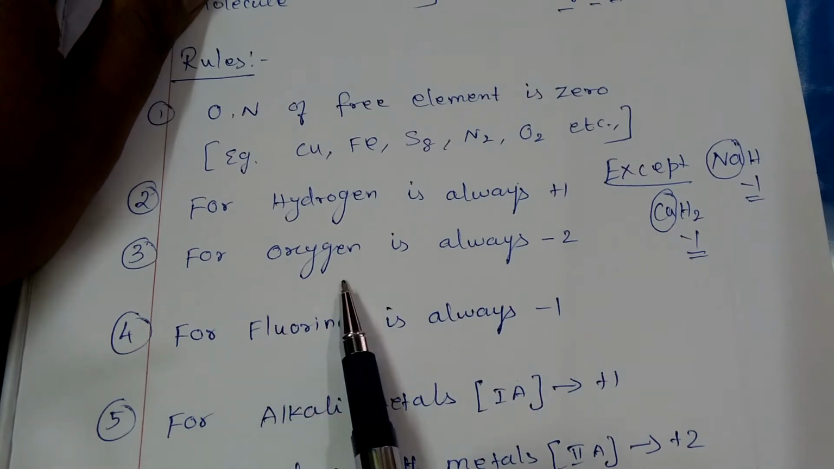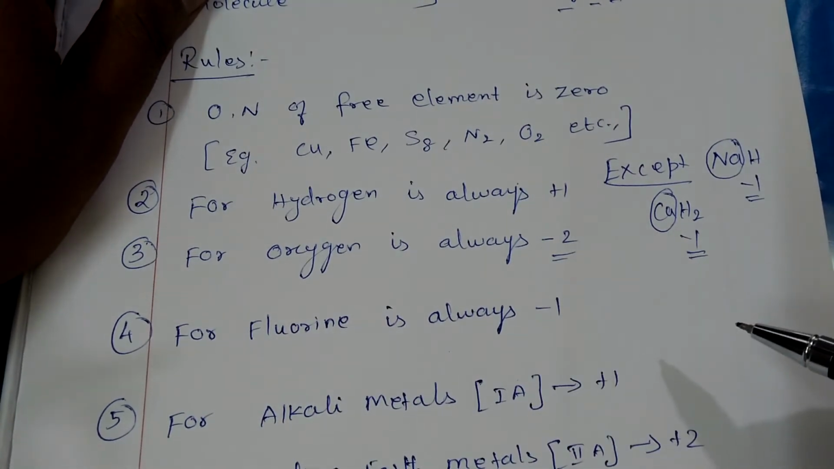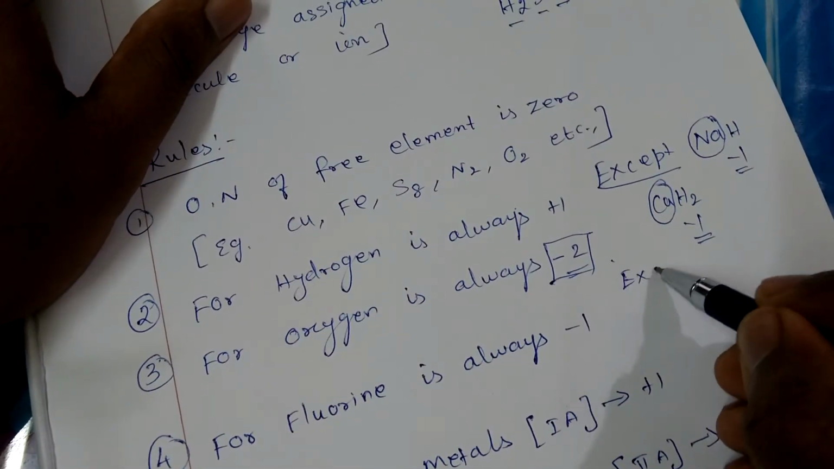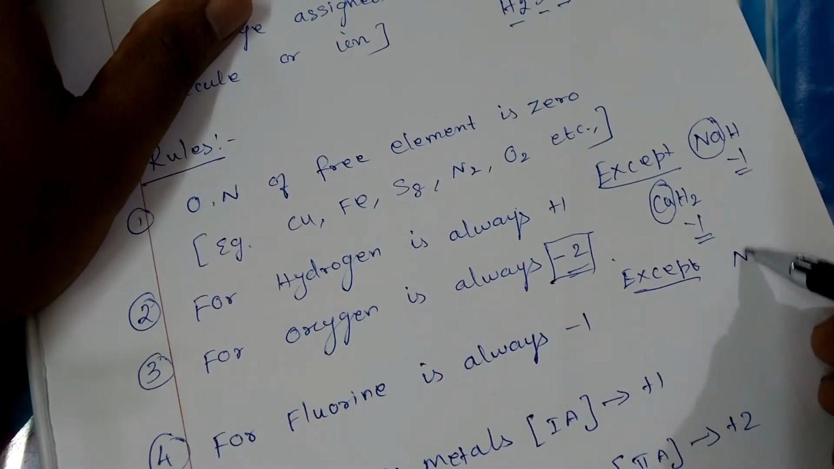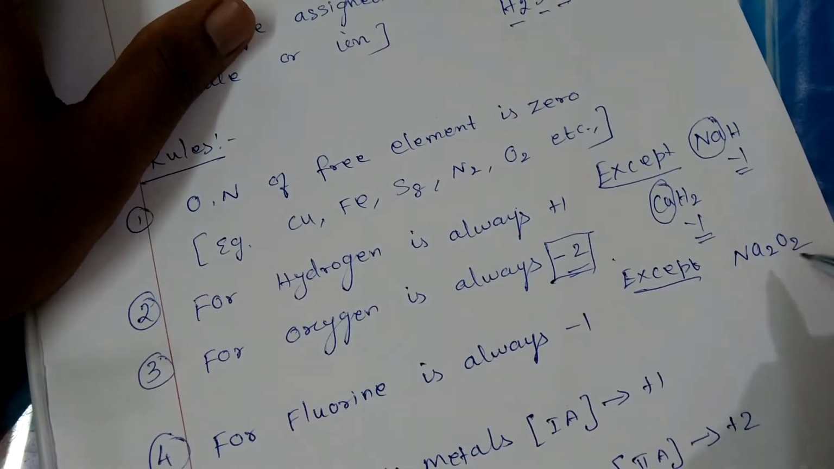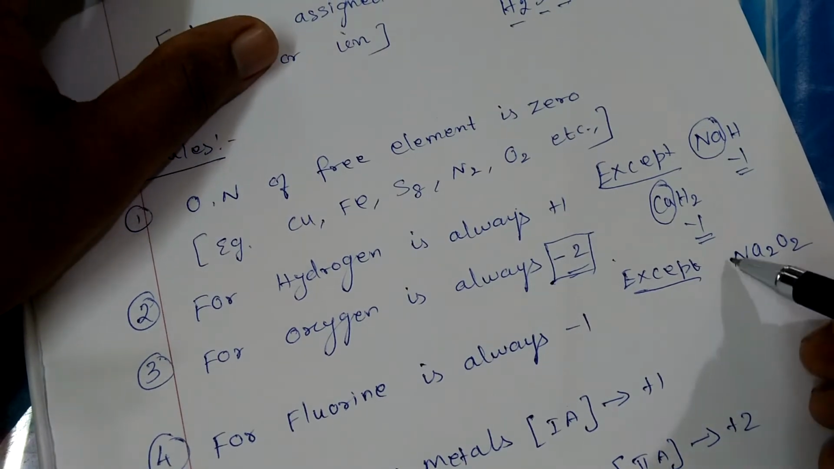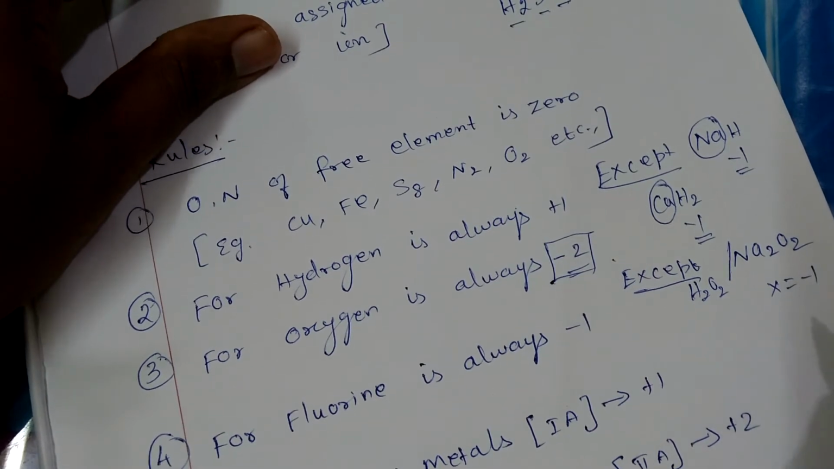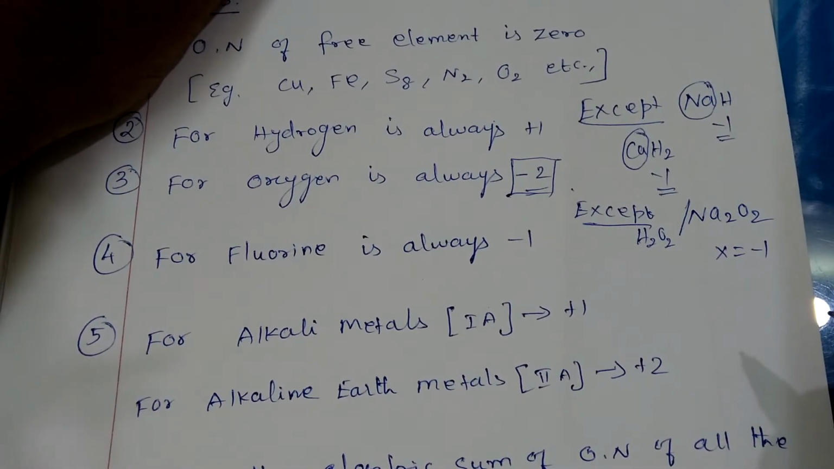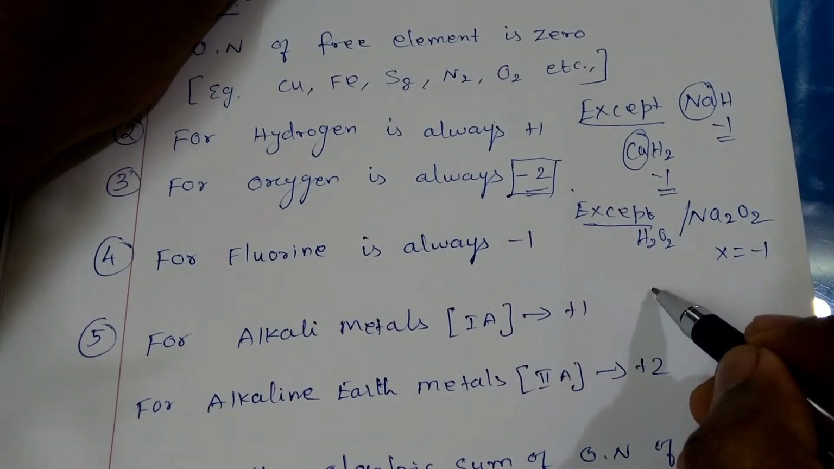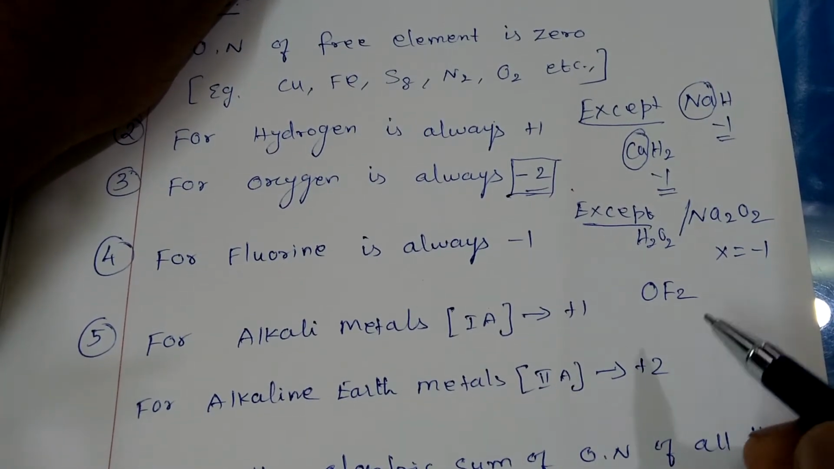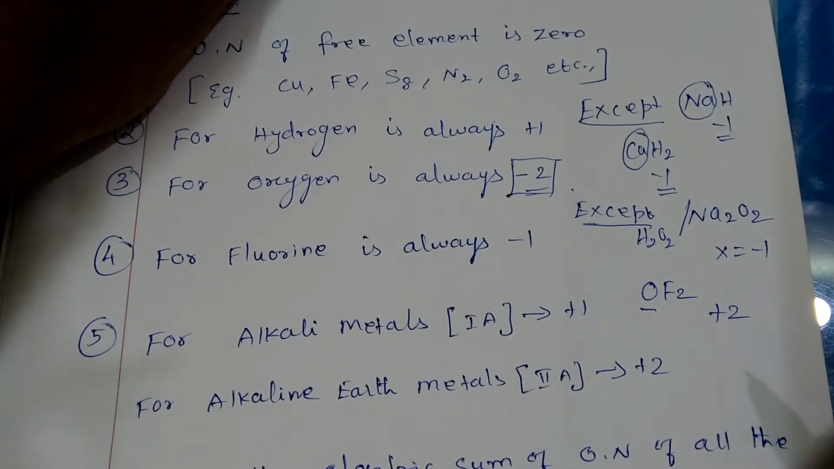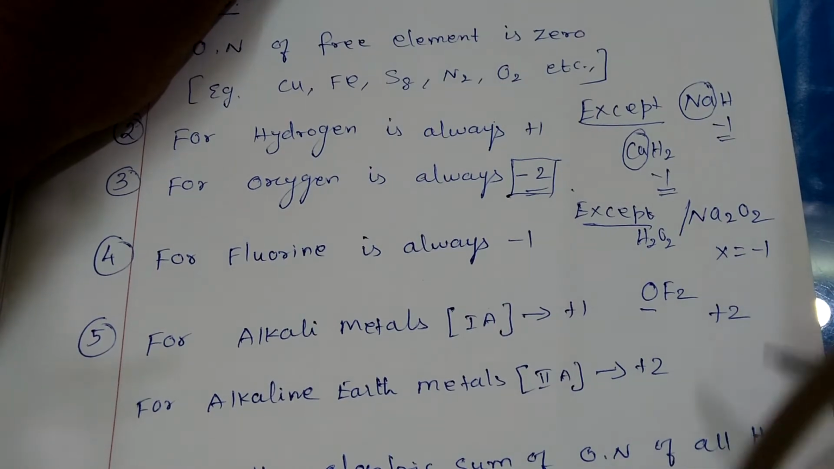In the same way, the oxidation number of oxygen is always -2. There are some exceptional cases, peroxides. For example, Na2O2, sodium peroxide, or H2O2, hydrogen peroxide. In such cases, the oxidation number of oxygen is -1. And in OF2, the oxidation number of oxygen is +2. How to find this, we will discuss later.